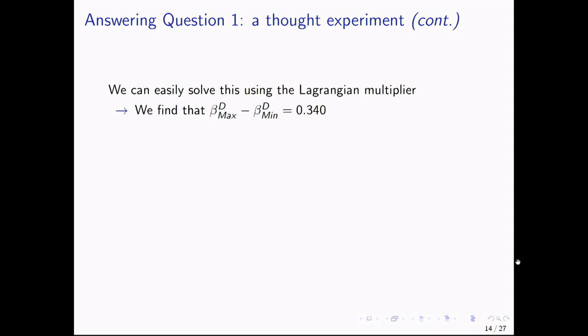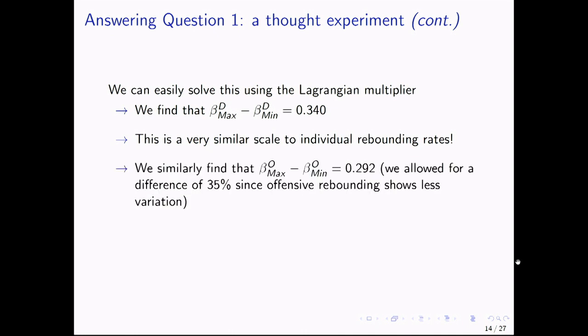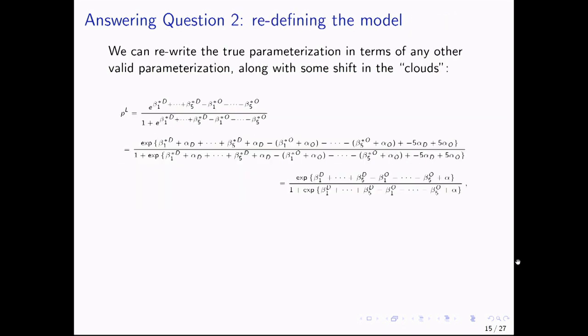And we can plug this all in, and we find that the size of the cloud, based on the thought experiment, needs to be at least 0.34. And this is astonishingly close to the spread you actually see in individual rebounding rates. We can do the exact same thing on offense, allowing for a slightly smaller cloud, and find that the size of the offensive cloud needs to be 0.292, again based on a similar thought experiment, which answers, at least roughly, question one. We have this rough sizing of what the cloud should be, which is good. We have some bound on how crazy the reordering can be.